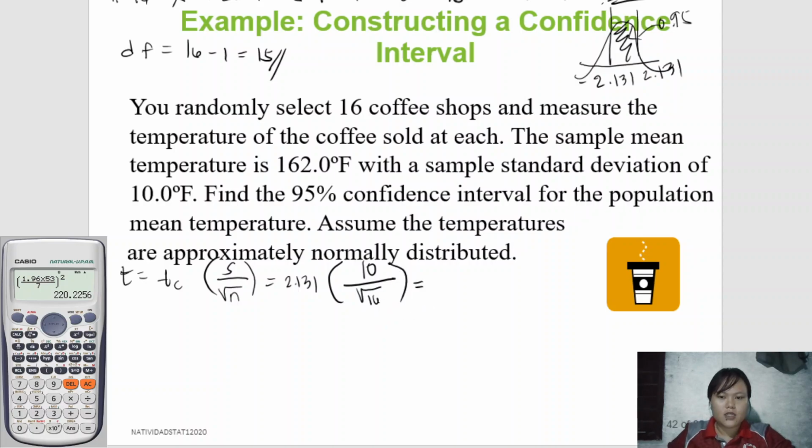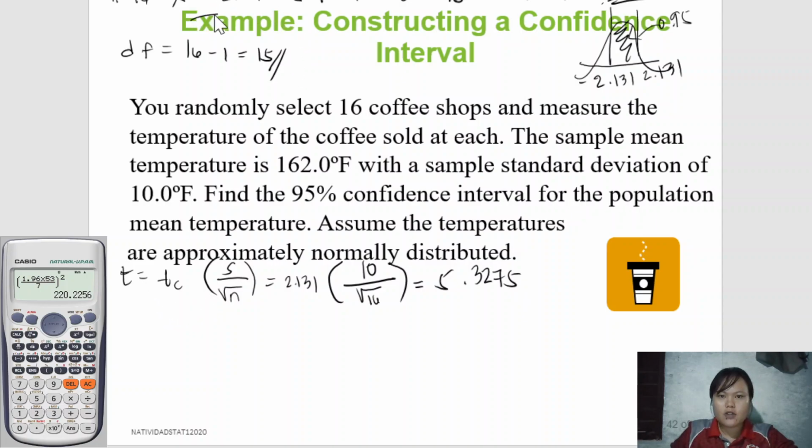Okay, that would be equal to, calculator ko na lang para mabilis. I mean, normal calculator. 5.32. 5.3275. Okay. So, for our interval, same process.